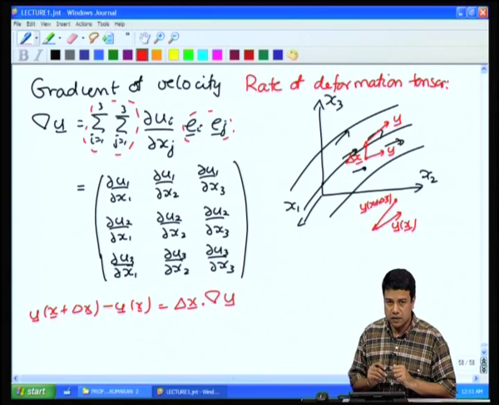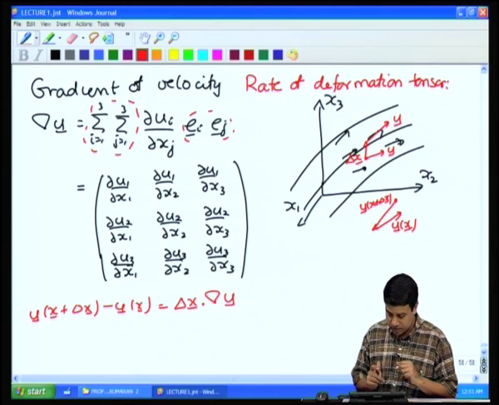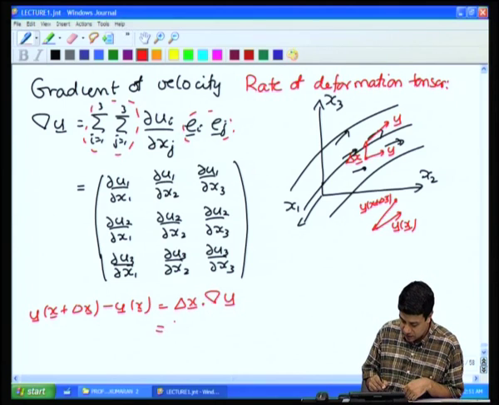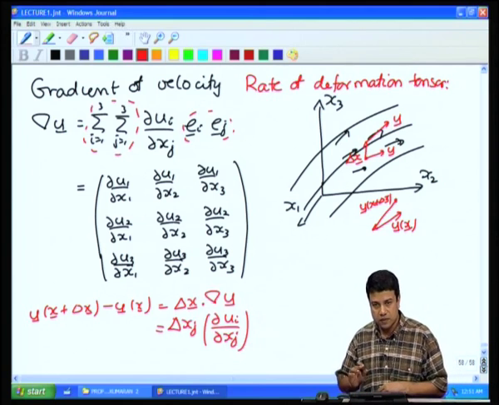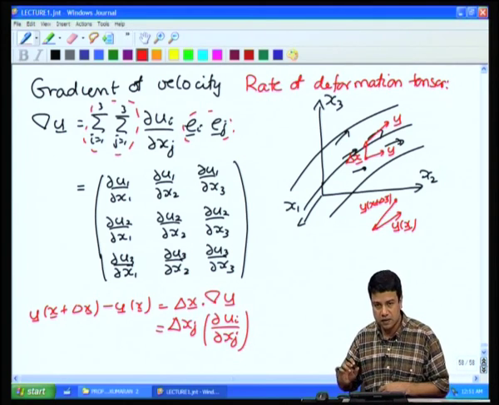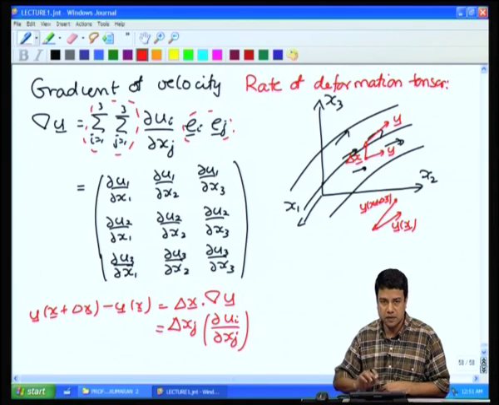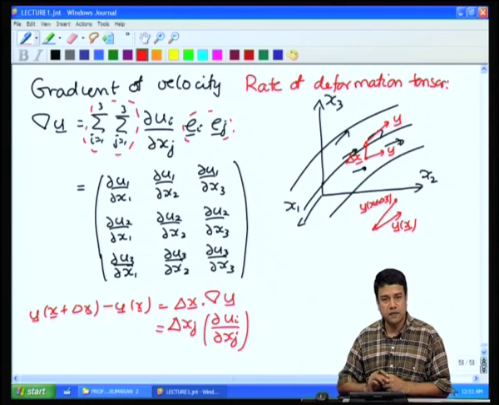The small change in velocity when I travel a small distance: velocity itself is a vector, but still I can define the change by subtracting the 2 vectors. We have to be careful here, because we are dotting a vector with a tensor. So, I have to write this in indicial notation as delta xj times partial ui by partial xj. That is, the dot product is with the displacement vector and the gradient, not the displacement vector and the velocity vector. So, this gives me the difference in velocity for 2 points that are nearby.